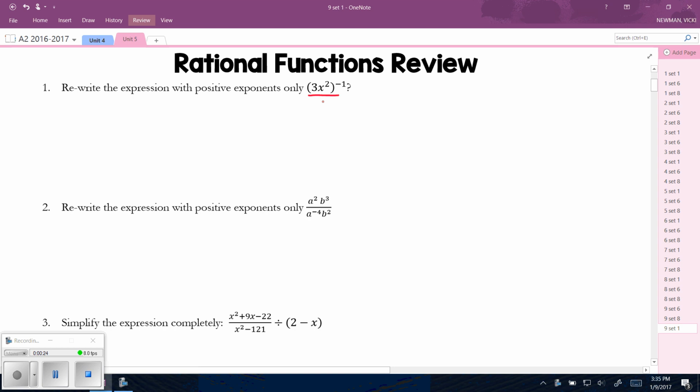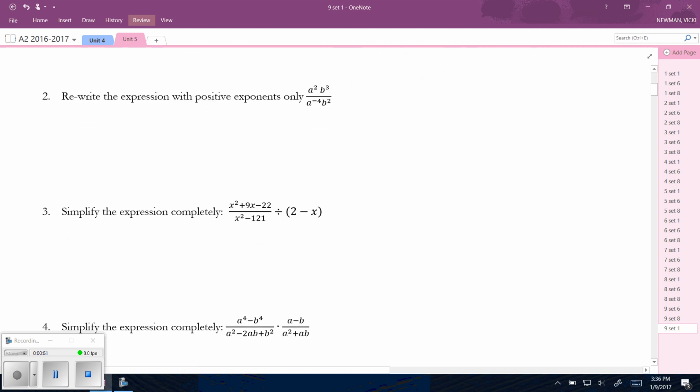So technically, 3x squared to the negative 1 is a fraction, and this whole thing has the negative 1 on it. So this whole thing will move to the bottom, and it will become 1 over 3x squared to the positive 1. Well, to the positive 1, we don't usually write. We just write it as 1 over 3x squared. That's it. It's over. Number 2, rewrite the expression with positive exponents only.